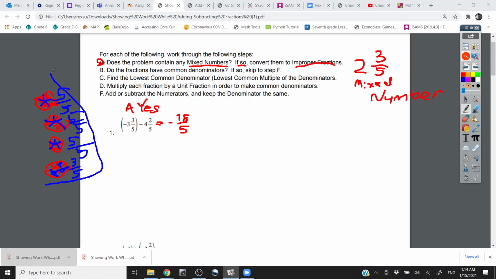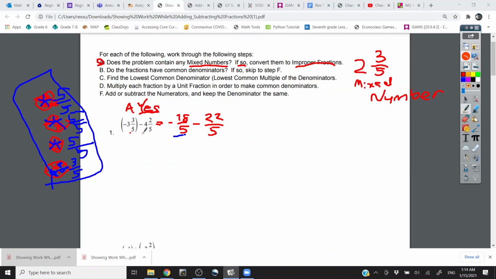So this is the thing I'm thinking when I create that -18/5. And I would do the exact same thing with this 4 2/5. So I could draw a diagram. I would have 4 circles and then 2/5, and then I would have to cut these circles up and find out how many fifths I have. Or I could just know 4 times 5 is 20 plus 2 is 22. So this is 22/5.